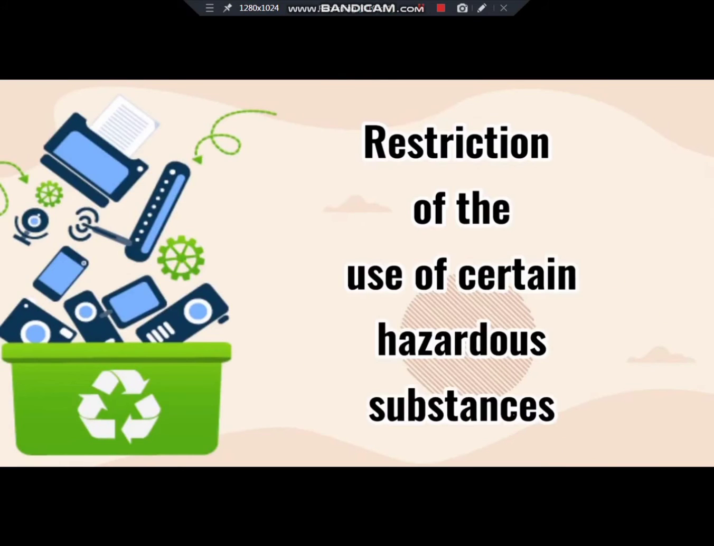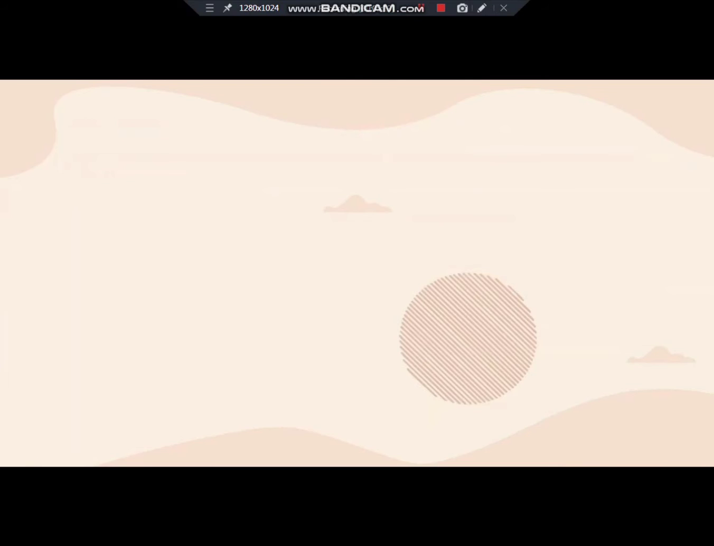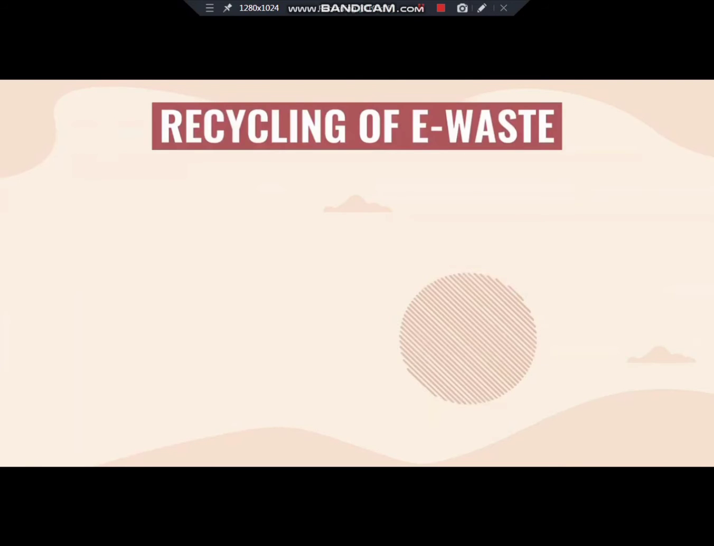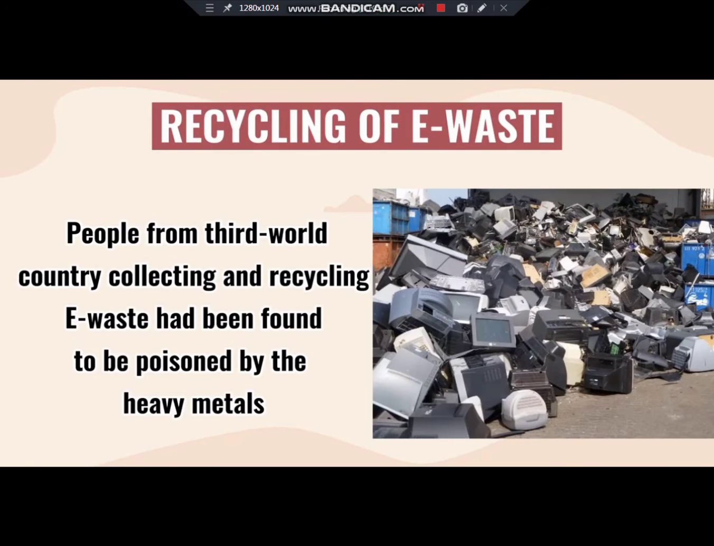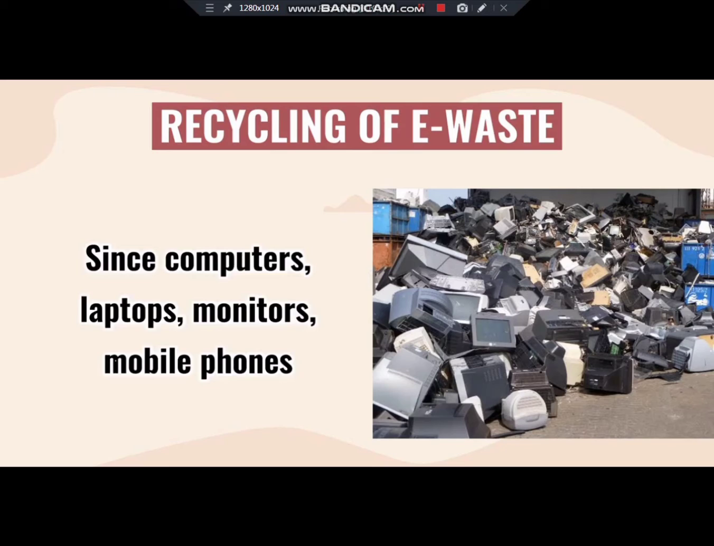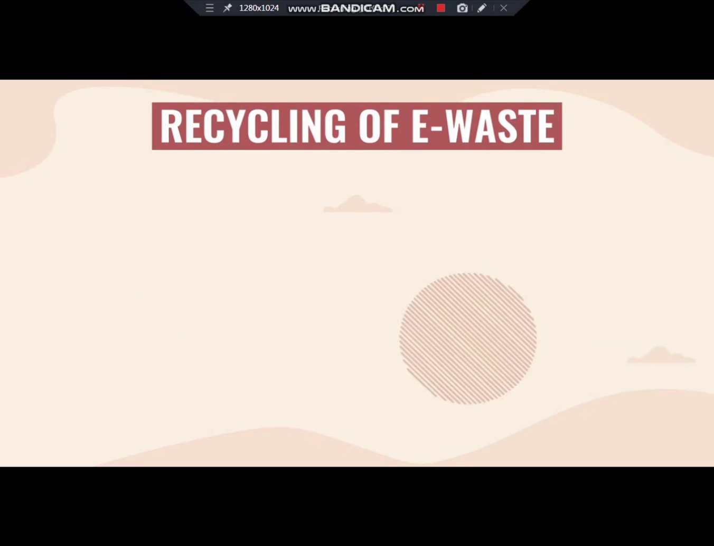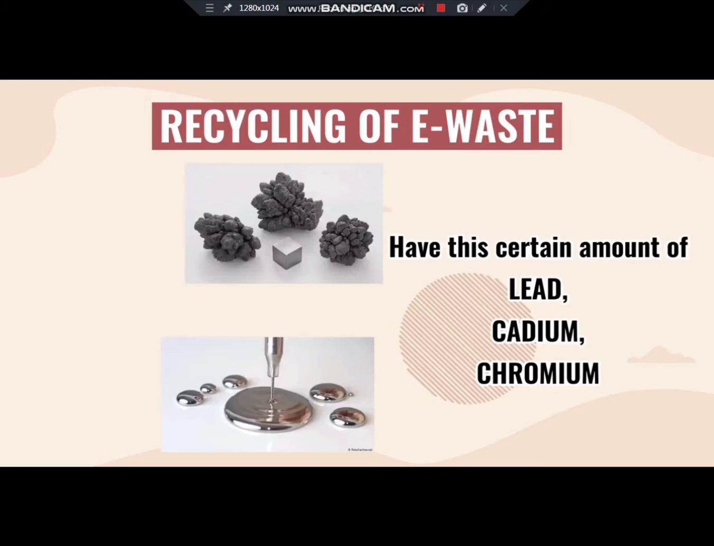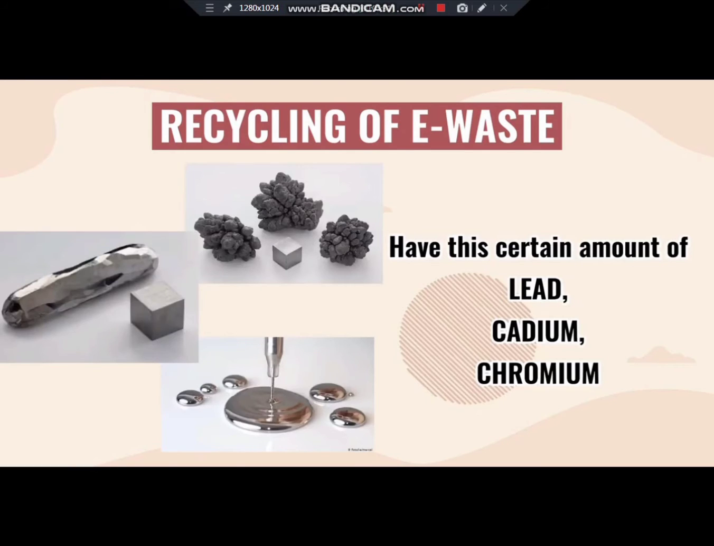Restriction of the use of certain hazardous substances. Recycling of e-waste. People from third world countries collecting and recycling e-waste have been found to be poisoned by heavy metals, since e-waste like computers, laptops, monitors, and mobile phones contain certain amounts of lead, cadmium, and chromium that are hazardous to humans.